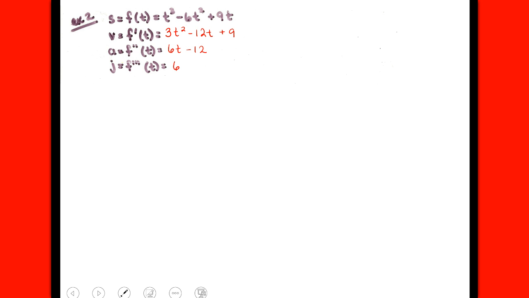If I wanted to know the acceleration when t is equal to 4, then I can just put 4 in the place of t. So what am I going to get when I put 4 in place of t? 12. Right. Now, these equations were fairly easy to work with, fairly straightforward.